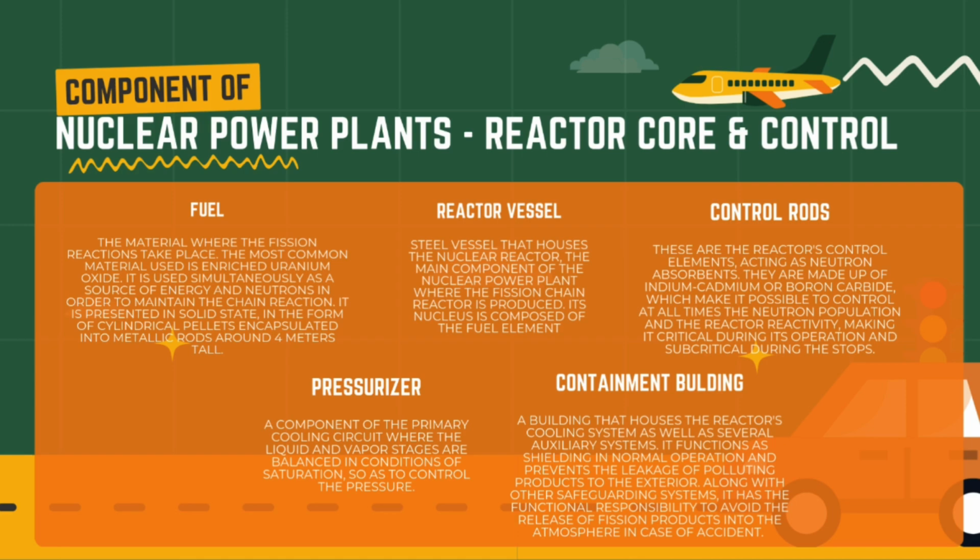Next, we have the pressurizer, a component in the primary cooling circuit that balances liquid and vapor phases to control the pressure. And lastly, we have the containment building, a building that houses the reactor and cooling systems. It acts as shielding in normal operation and prevents the leakage of polluting fusion products to the exterior in case of accidents.